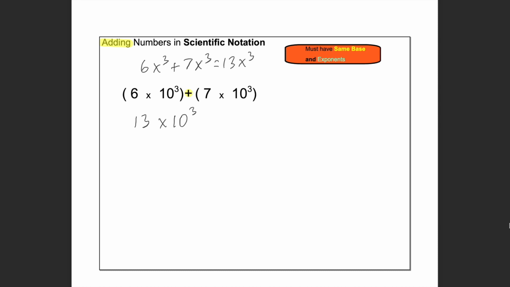However, we've got a problem. Now, 13 is not between 1 and 10, so we need to make it between 1 and 10. So we need to take that decimal point and we move it over 1. So since we're making the number smaller, that means it's a bigger number, so we add to the 3. So we now have 1.3 times 10 to the 4th. So we added 1 because we moved that decimal point over.